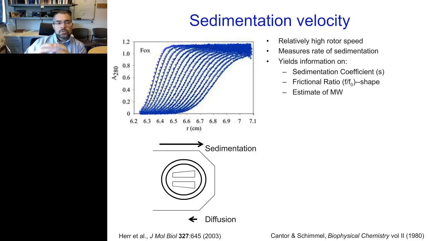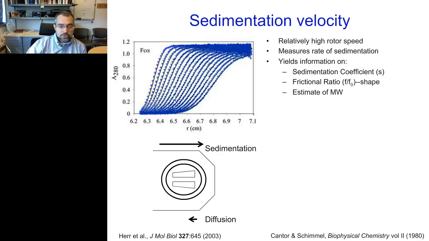If you have a protein that is essentially spherical, or like my fist, it's going to go through relatively easily. And if you have a protein that is much more elongated or non-globular, then you're going to see significant drag, and that affects its sedimentation behavior. And that's really a snapshot of what we're doing in a sedimentation velocity experiment.